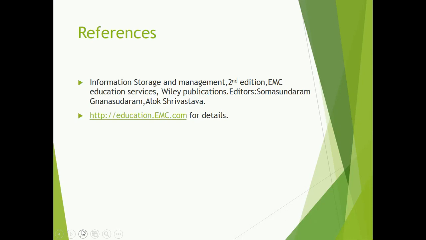Let us start with the first module and refer to the textbook named Information Storage and Management for this particular subject. The textbook is the second edition by EMC Education Services, Wiley Publications, and the editors are Somasundaram, Gnanasundaram, and Alok Srivastava. You can also refer to one more website for reference, that is education.emc.com.